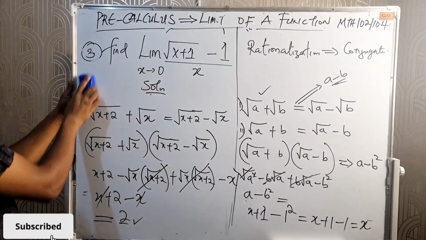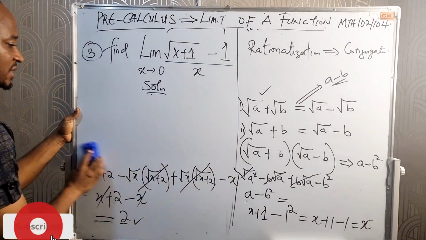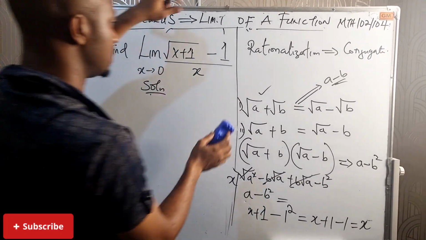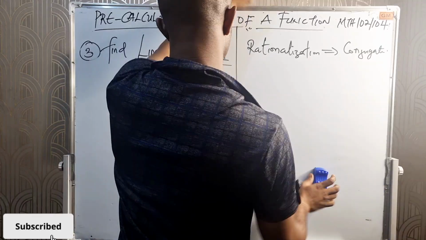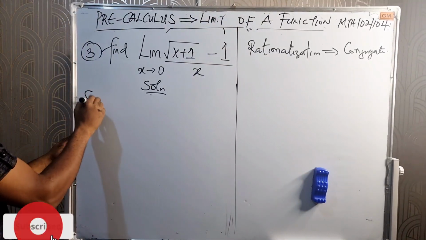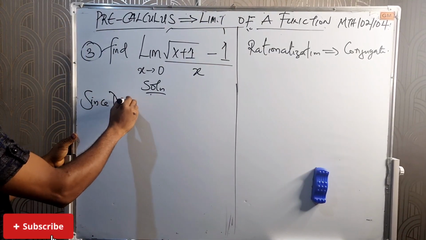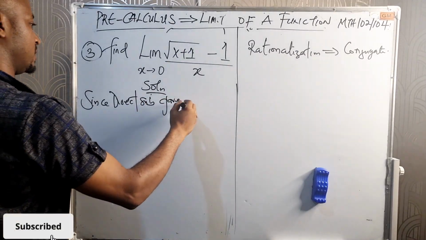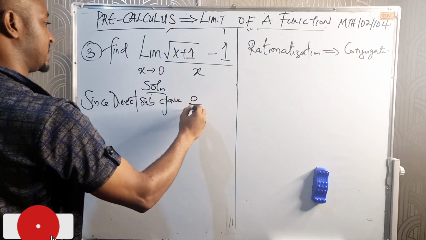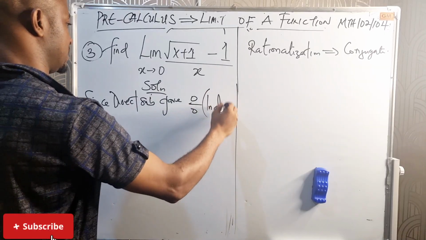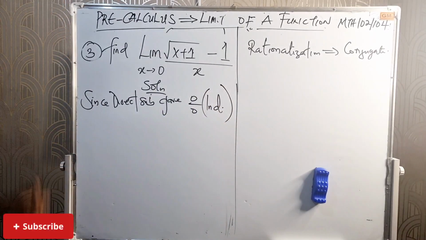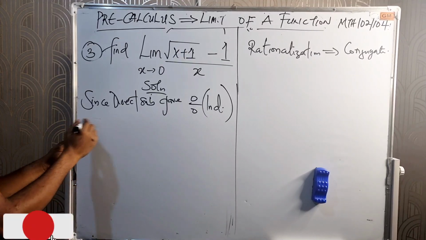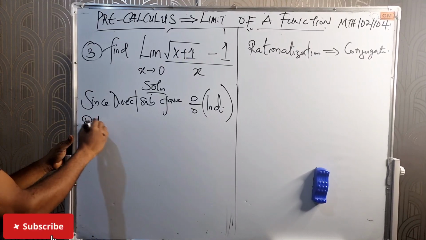Can we now solve this problem, which is very important? Solution. Since direct substitution gave us 0 by 0, which is an indeterminate form, is that not so? We have to rationalize.